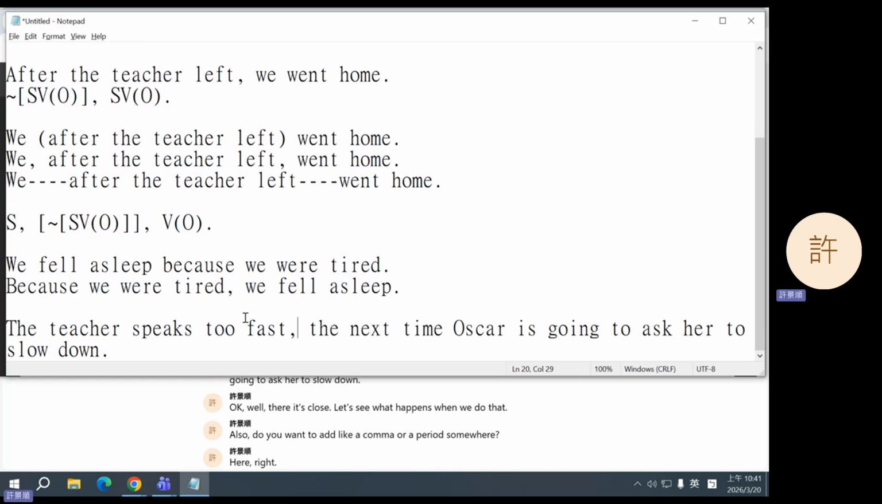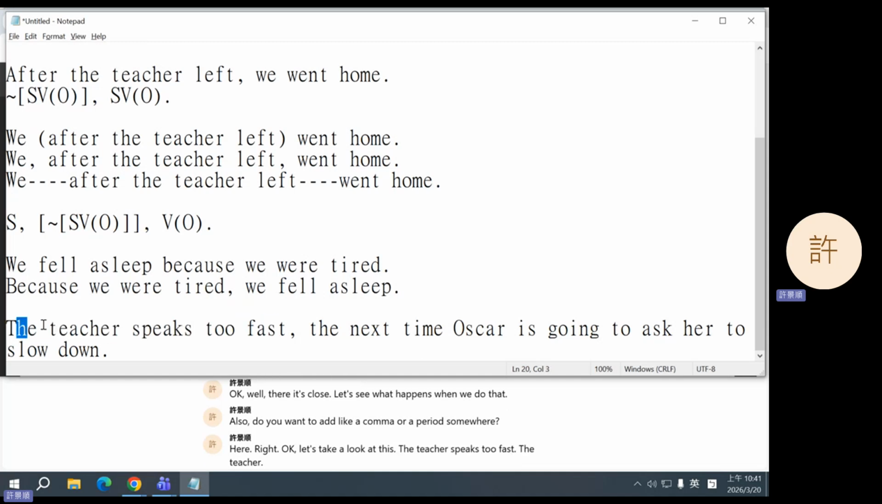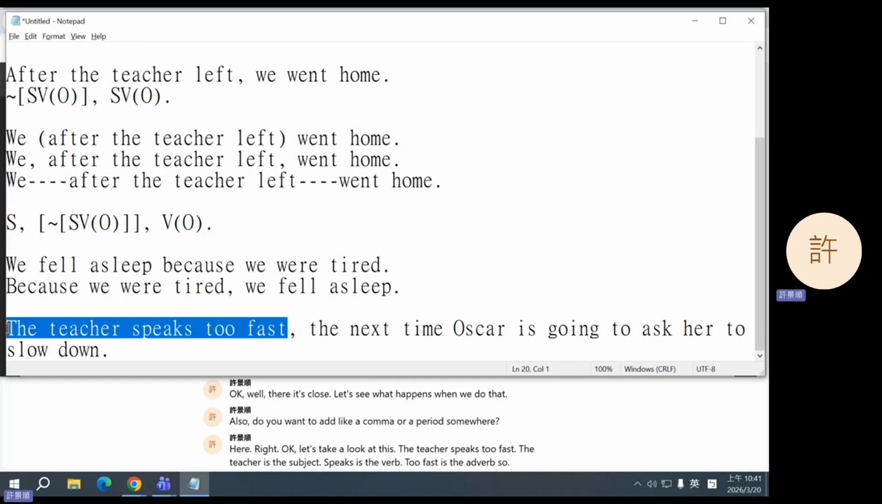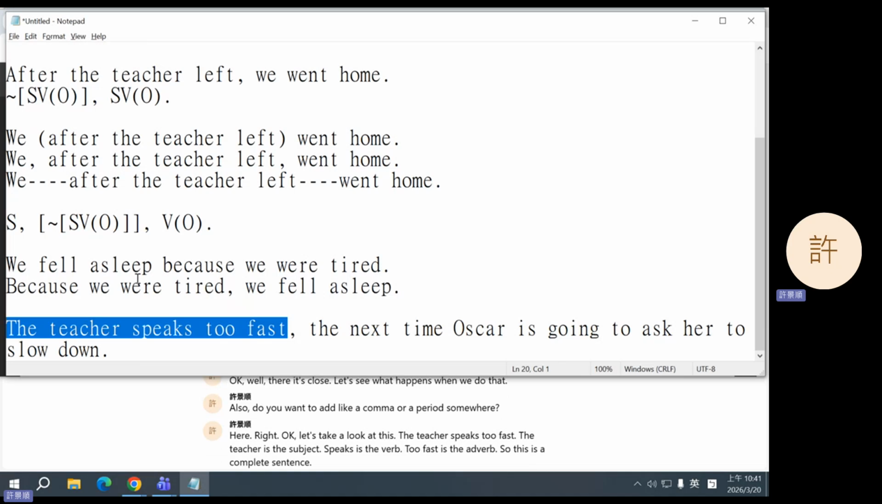Okay, let's take a look at this. The teacher speaks too fast. The teacher is the subject, speaks is the verb, too fast is the adverb. So this is a complete sentence, yes?